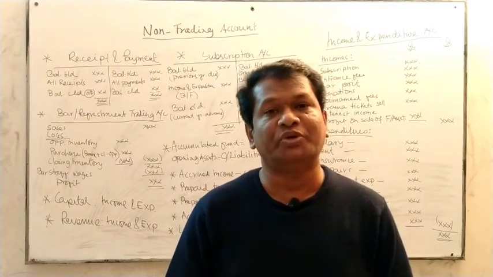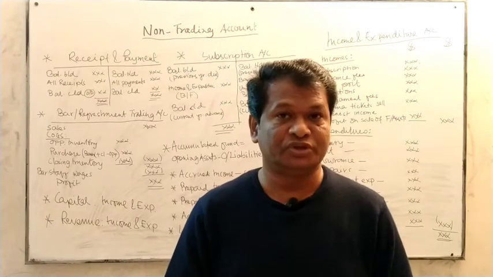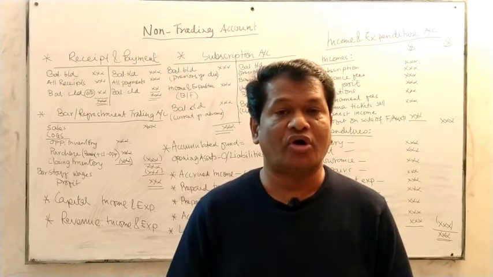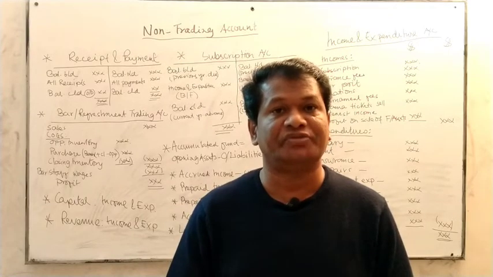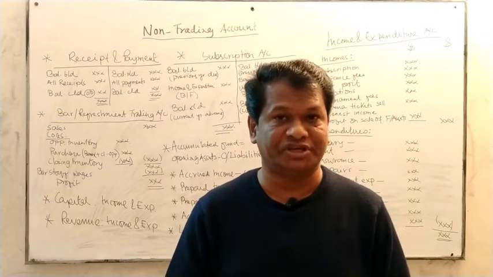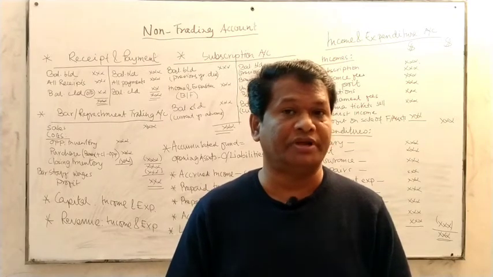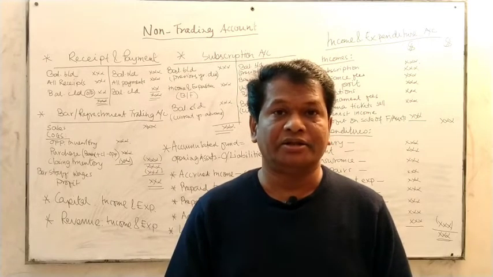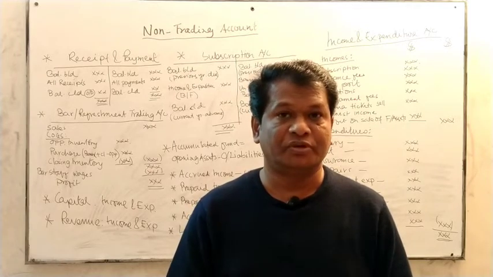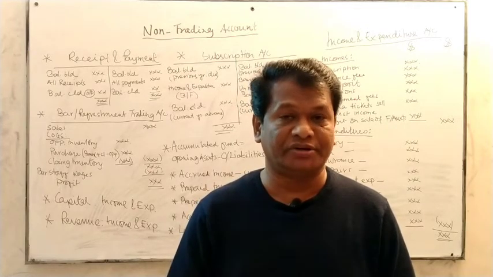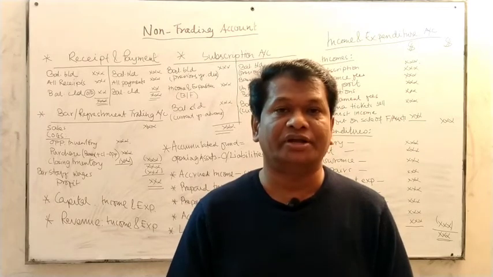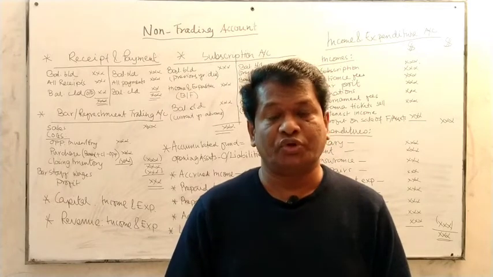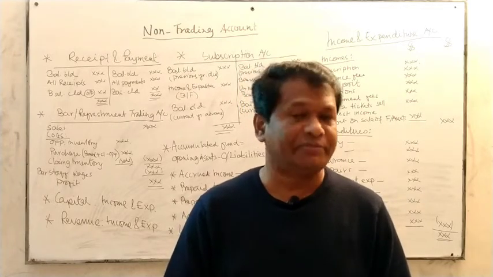First of all, you have to prepare the receipt and payment account. On the debit side, all the incomes or all the cash received by the organization is to be written. And on the credit side, all the payments made by the organization are to be written. Finally, you have to balance it. Balance means the balance is to be calculated. This statement is required for the income and expenditure account and the current assets section. So first of all, you have to prepare the receipt and payment account.